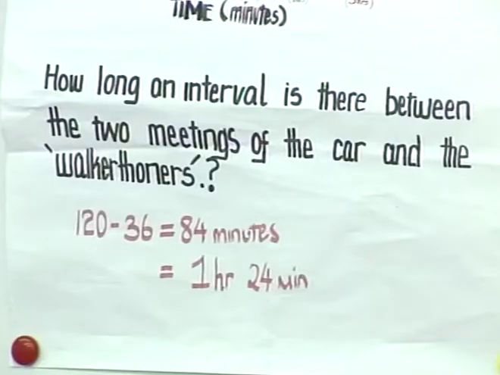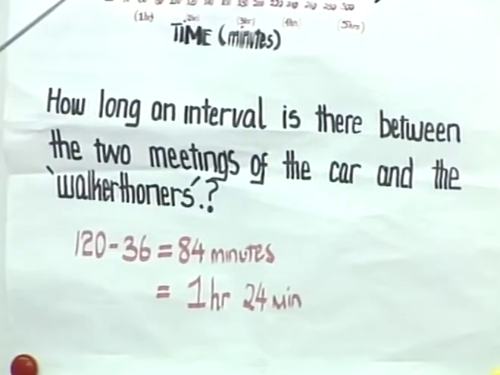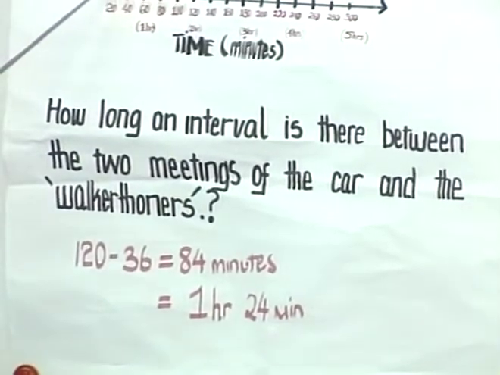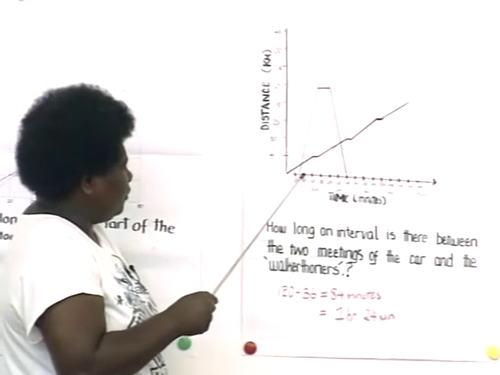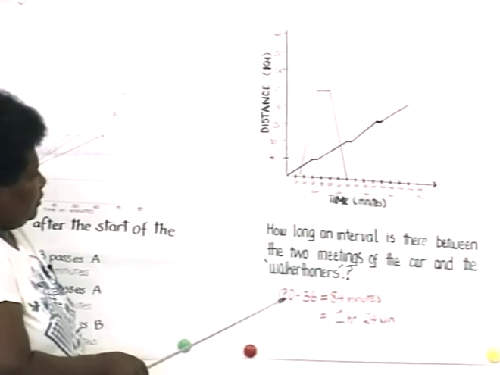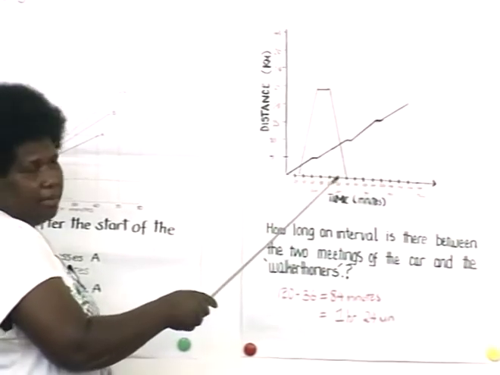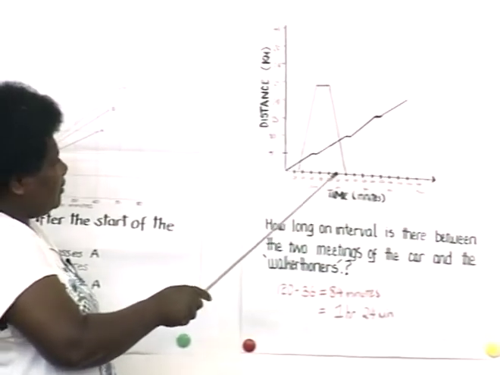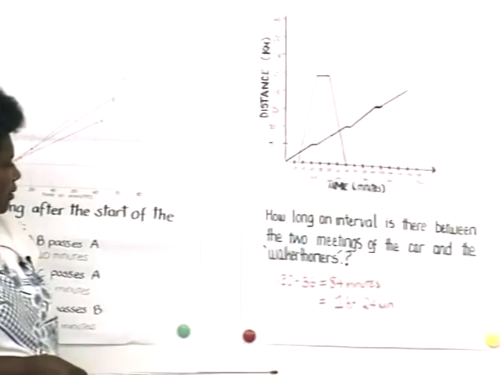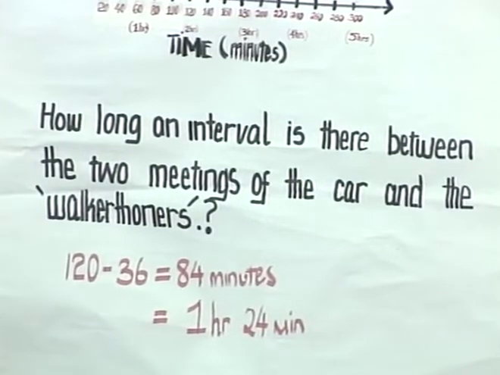The question is, how long an interval is there between the 2 meetings of the car and the walkathoners? They first meet here, which is just before 40 minutes, which is around 36 minutes. Okay, that's what she's got here. And here is around 120 minutes. So 120 minutes minus 36 minutes is 84 minutes, which is around 1 hour 24 minutes.